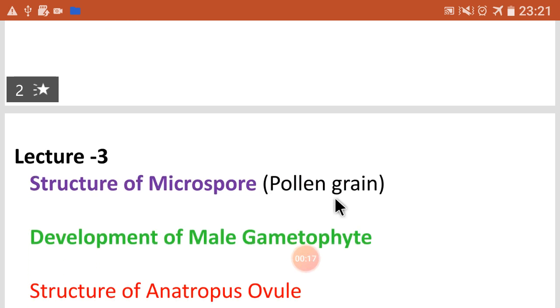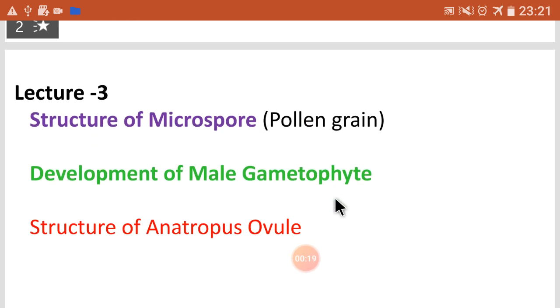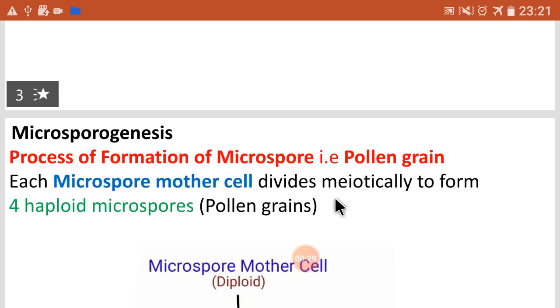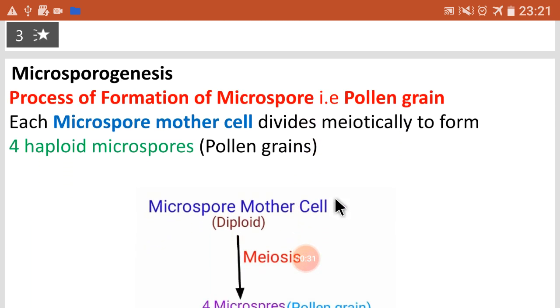In this lecture, the structure of the microspore or pollen grain is our current topic, along with development of the male gametophyte and the structure of the anatropous ovule. So let's see the detail of microsporogenesis.